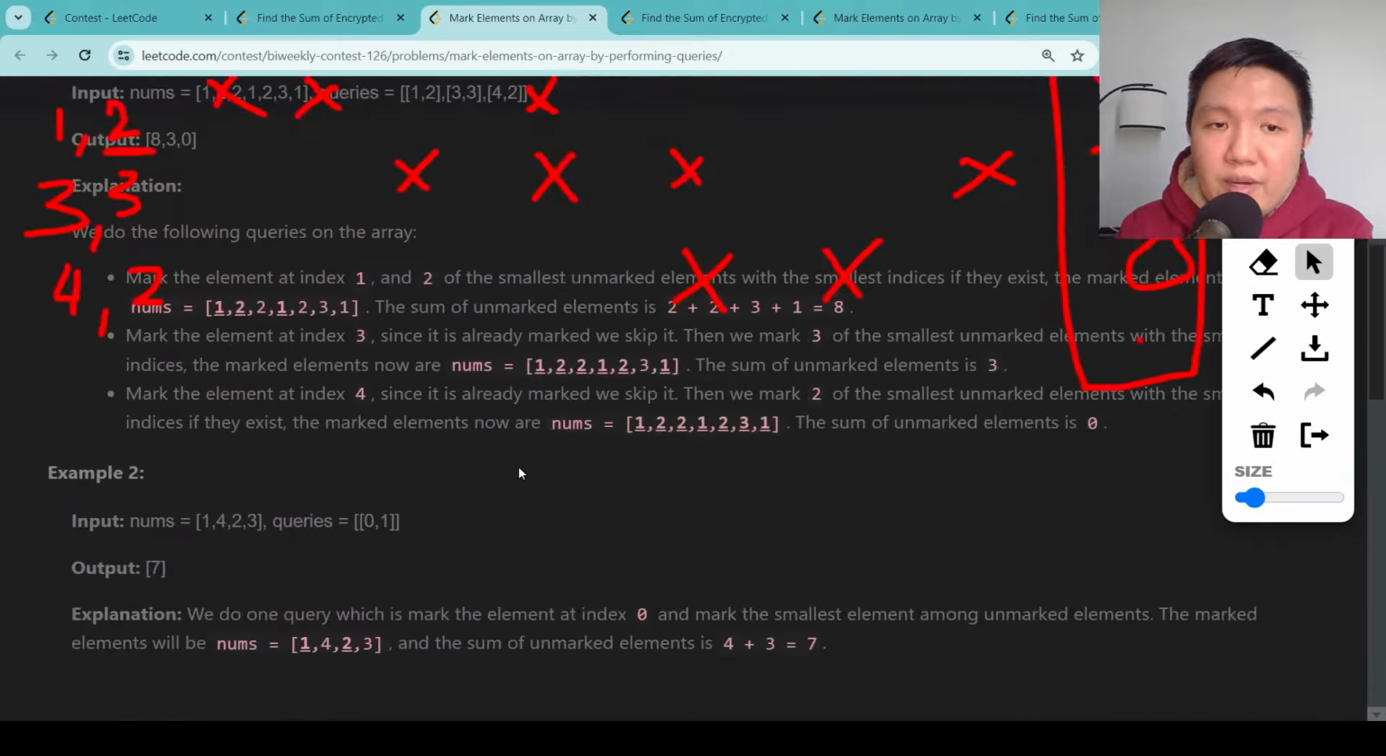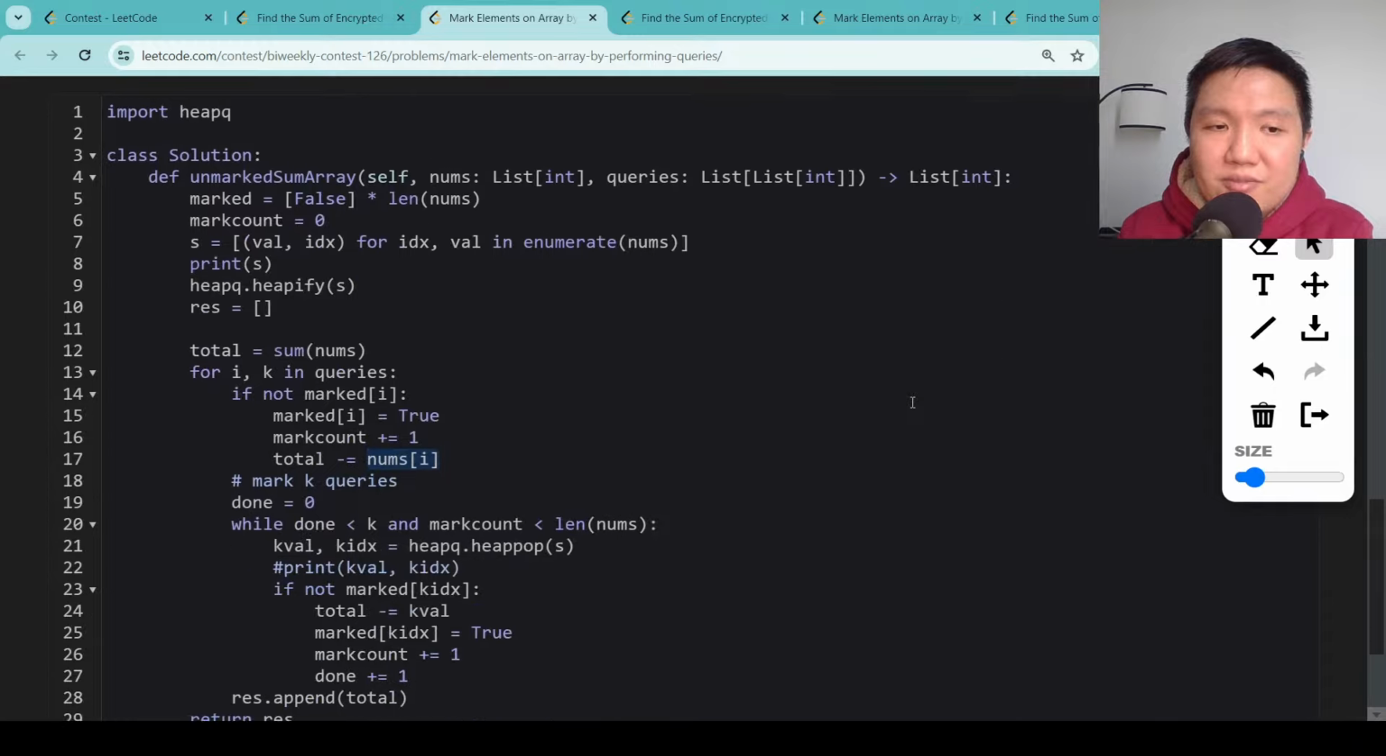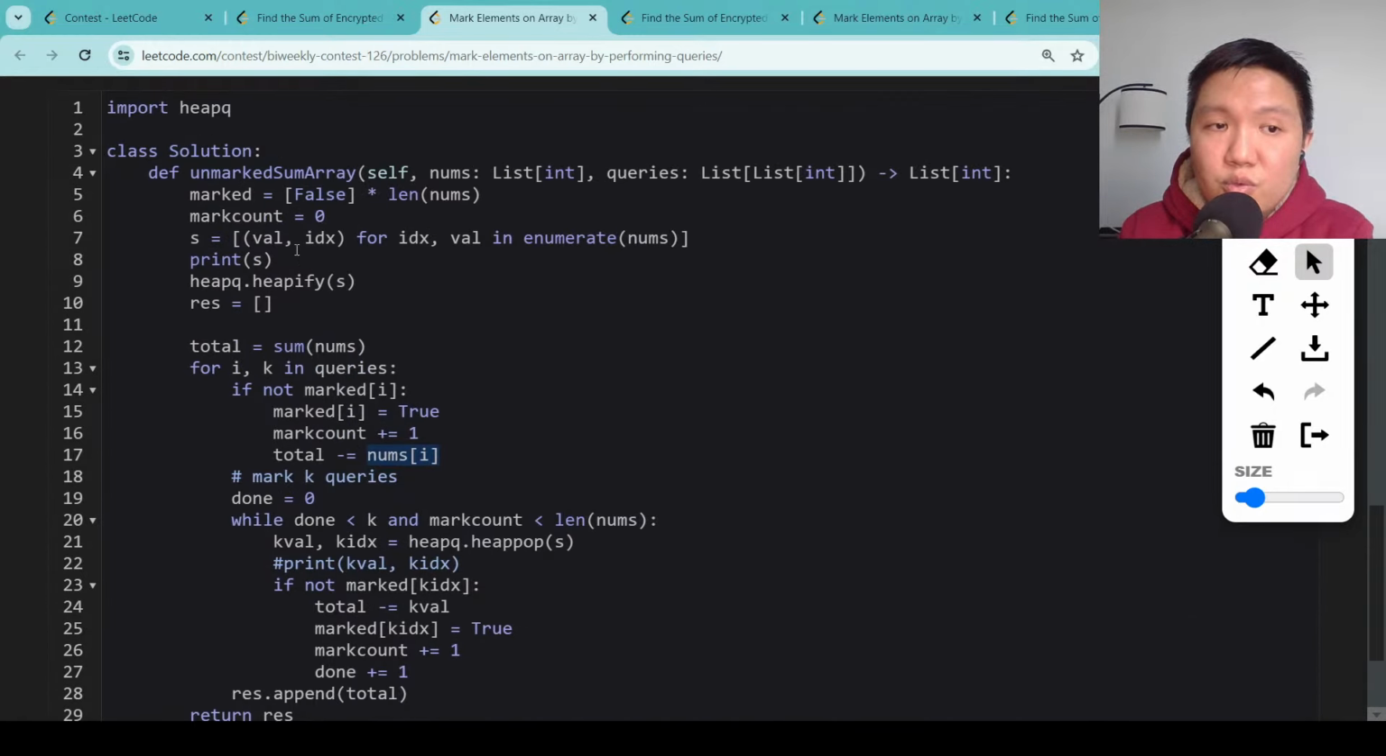When calculating the sum here, one way is at every round you just add them up, but this is slow, right? This is O(N) because you have to add everything up in this array. The other way is just add everything up at the start, and then if you kill somebody, just subtract him from the total, which is what I'm doing. Every time I kill someone, I mark him and subtract him from the total.